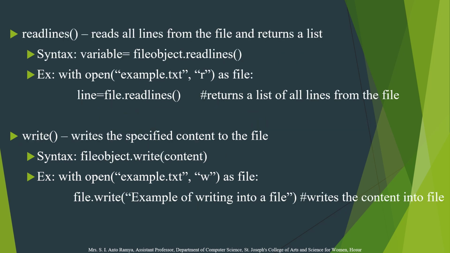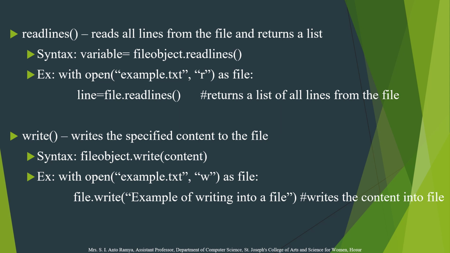Next one is readlines. It will read all the lines from the file and return a list. So all the lines in the file are going to be returned as a list. The syntax is variable is equal to file object dot readlines of. The example you can see here: with open example.txt comma r as file, line is equal to file dot readlines. So it is going to read all the lines and return a list of it.